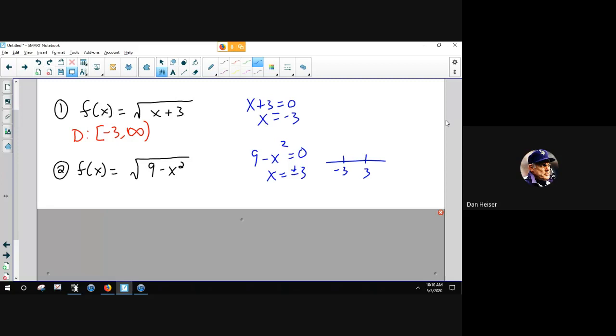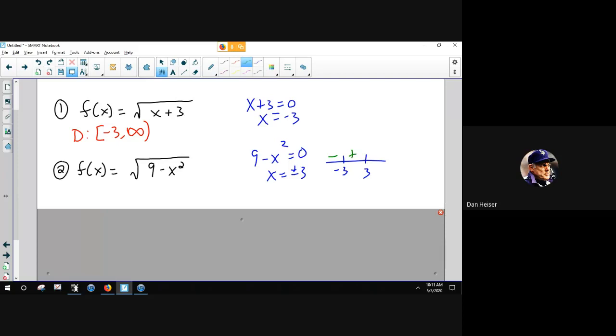So now I have to look and see where my positives and negatives are. So I'm going to pick a number to the left of negative 3. Negative 4 is to the left, and I'll plug negative 4 in for x. 9 minus negative 4 squared is 16. 9 minus 16 is a negative number. So anything to the left of negative 3 gives me negative. That's bad. Pick a number between negative 3 and positive 3. Again, keep things simple. 0. Plug in 0. Square root of 9. That's positive.